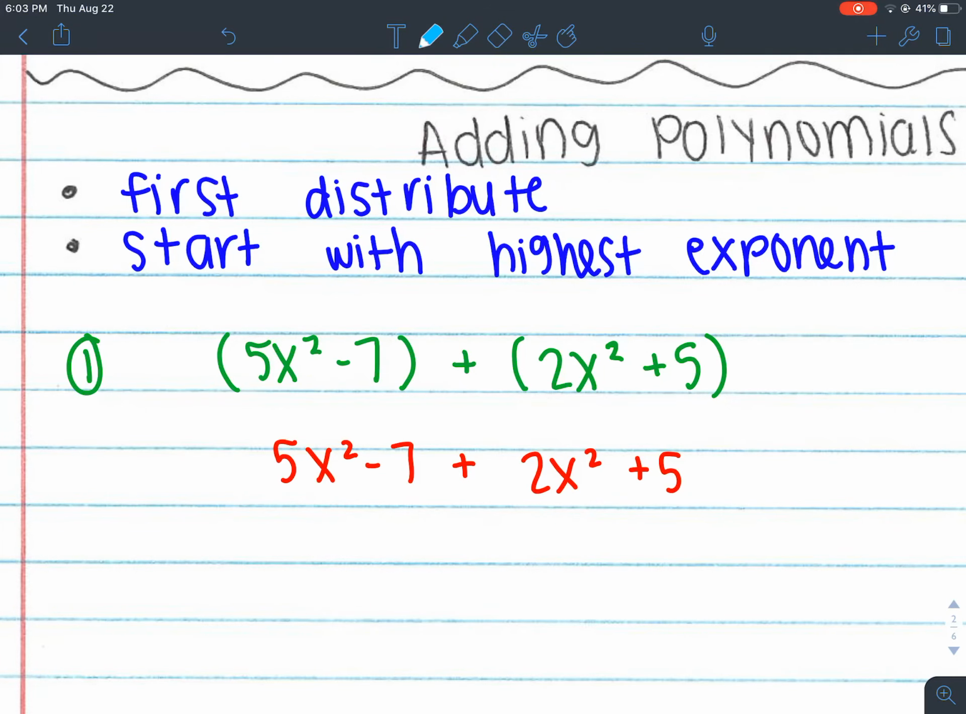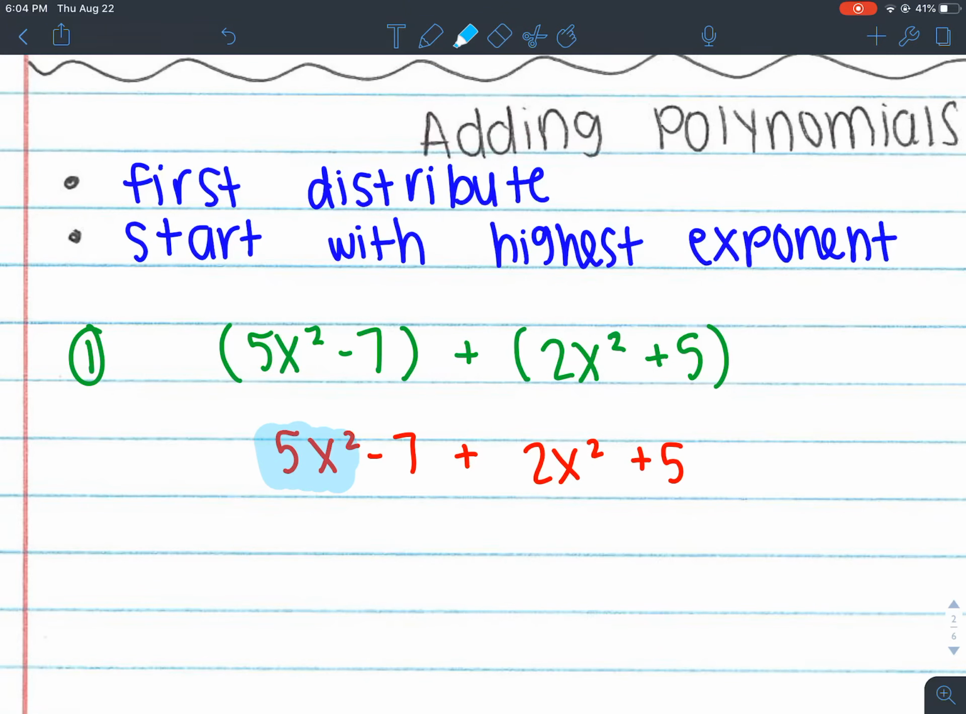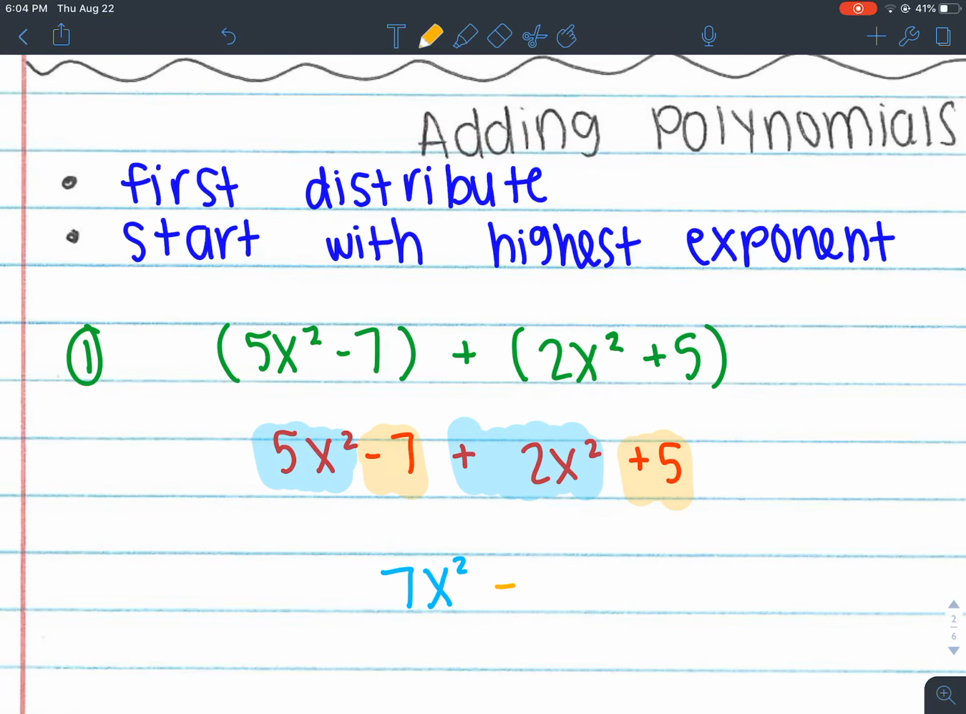So you always want to combine like terms. And remember, like terms are the things that have the same variable and exponent. So I'm going to combine like terms. So here, my like terms are 5x squared and positive 2x squared. These have the same variable and exponent. And you always want to start with the highest one. So here would be the 2. All right, so this would create 7x squared. And then I also have like terms here with negative 7 and positive 5, and that gives me negative 2. All right, so that would be our answer there.